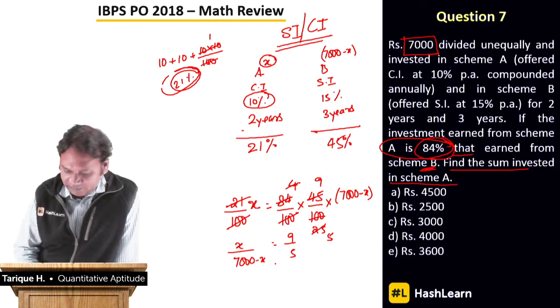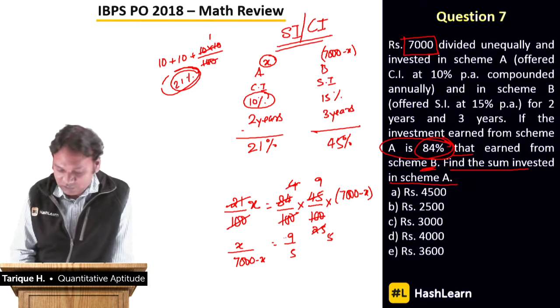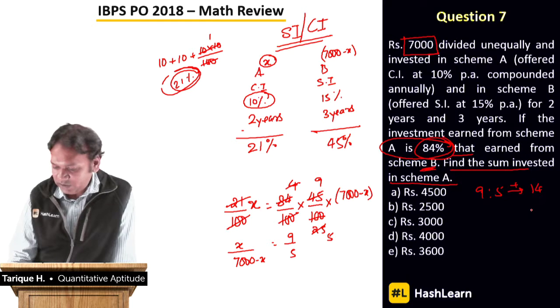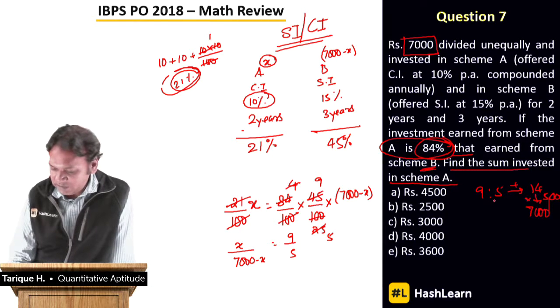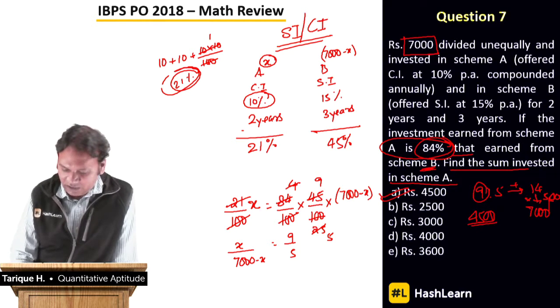So you can either break it into a ratio and solve. Once you know the ratio is 9 and 5, the sum of these two is 14, and the total amount is 7,000. So we are going to multiply here how much? 14 into 500. So that means here we are going to get 9 into 500, 4,500 will be the answer. The answer will be option A.